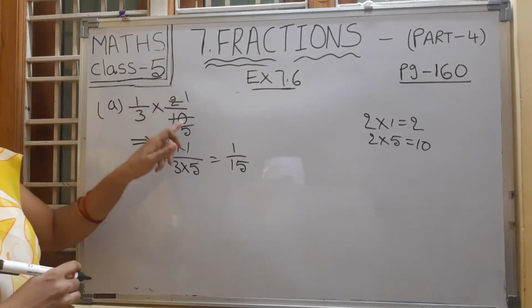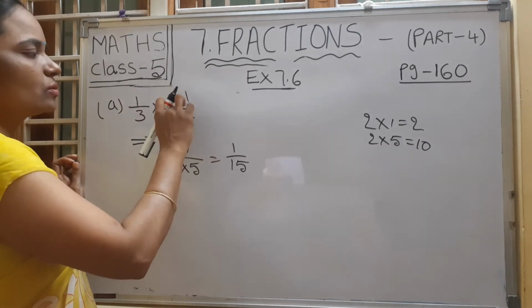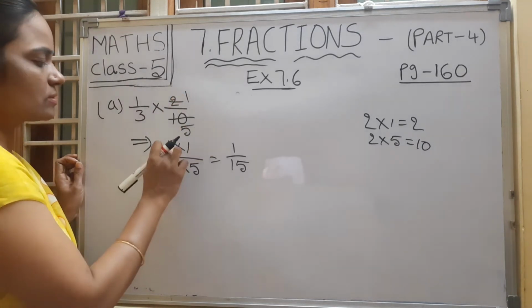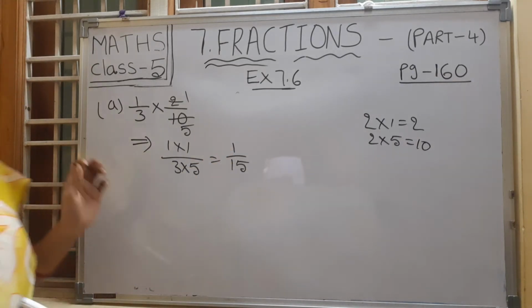1 by 3 into 2 by 10. So here I am cancelling in 2 table. 2 ones are 2, 2 fives are 10. So 1 into 1 by 3 into 5, 1 by 15 is the answer.